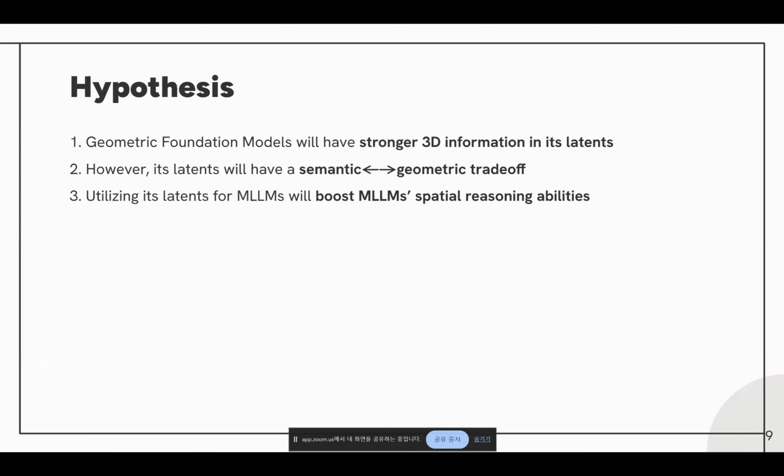So these are our hypotheses. First, geometric foundation models will have stronger 3D information in their latents, so that we will be able to utilize this strong 3D information. Secondly, because geometric and semantic features have different characteristics, we thought that they will have a trade-off. And also, we thought using this strong 3D information inside VGGT's latents will boost multimodal LLMs in spatial reasoning abilities.